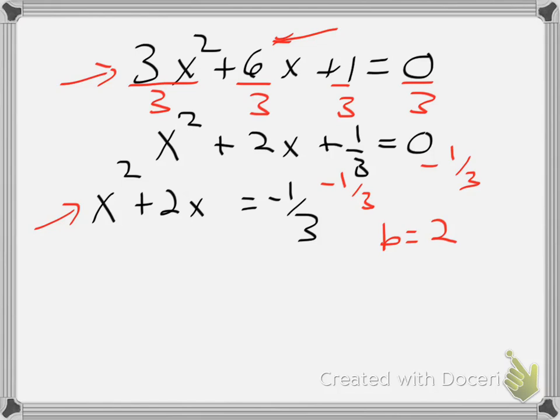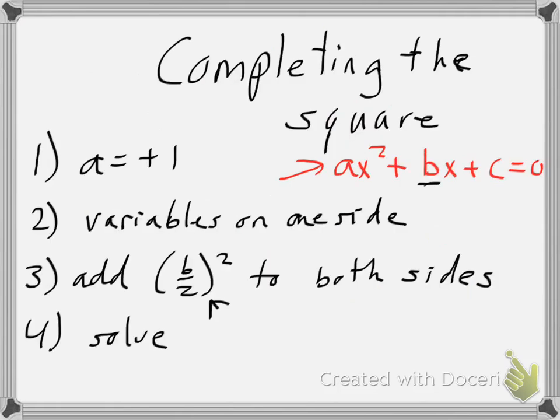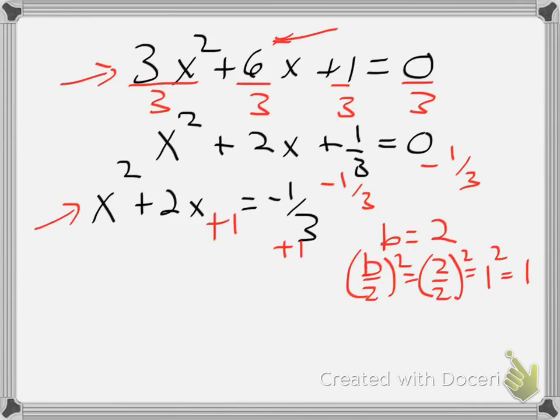So when I take b over 2 squared, that gives me 2 over 2, which is 1 squared, which is 1. So this means I'm going to add 1 here and here. Now the purpose of adding this is to create on the left side a perfect square trinomial. And that's what the rest of this means. Solve. The first part of that is to factor. So I'm going to factor, in particular, x squared plus 2x plus 1.